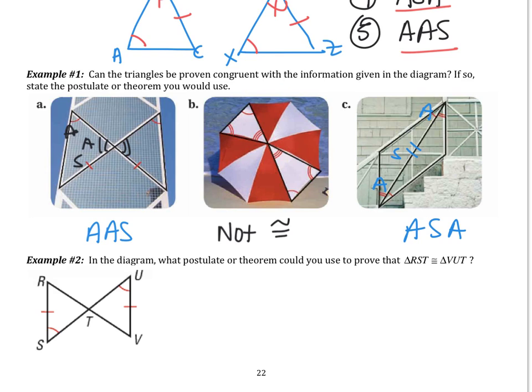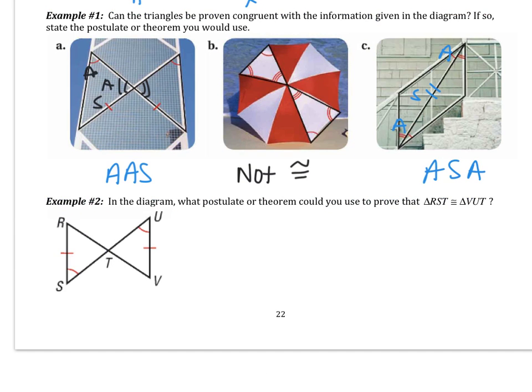So try example 2 on your own. What are we agreeing on? What did your table say? AAS? Anybody disagree? All right, so it should be AAS, but the question then remains, where's the second set of angles? Charlie? Vertical angles are congruent, okay? So remember, you always got to be able to back up your statement.